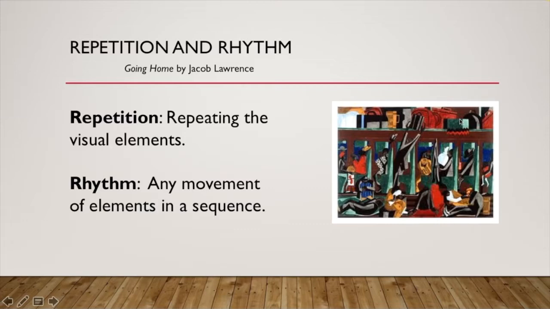But we see the rhythm when it moves in a sequence. If you look at the window shades here, you can see that they move down and up in this wave pattern. Now, this is a painting of a scene on a train, and we can imagine that movement of the train as we see those window seats moving throughout.